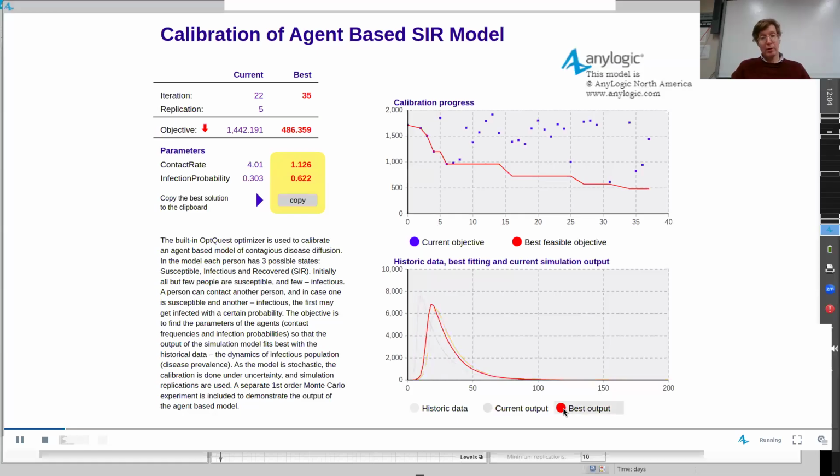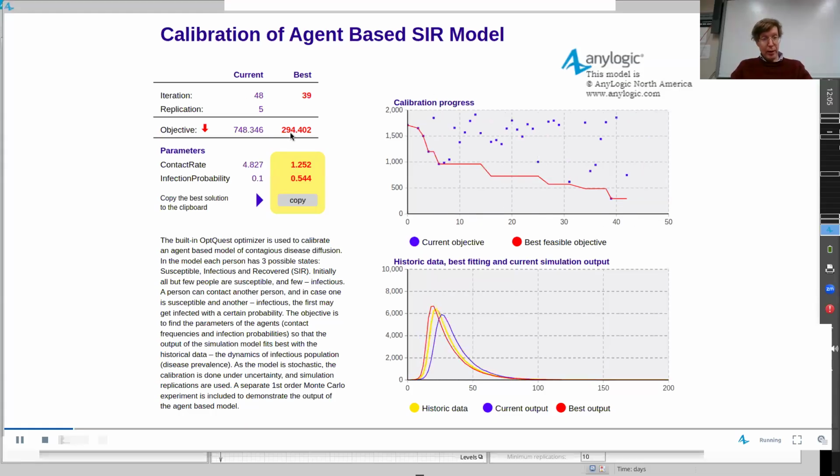And the best output is starting to offer some degree of verisimilitude to the historic data. You notice it's trying to report on this best combination so far of this. Some of these it finds infeasible. It rules them out due to some constraint on the outcome. But it is making further progress. Now it's down to about 300. Okay.